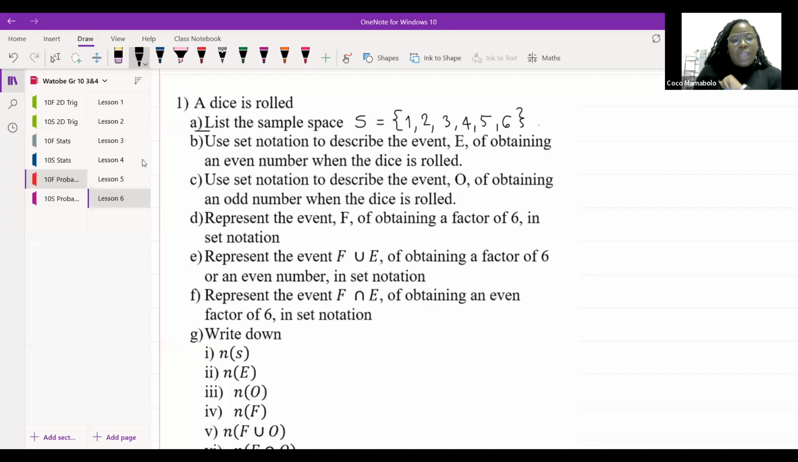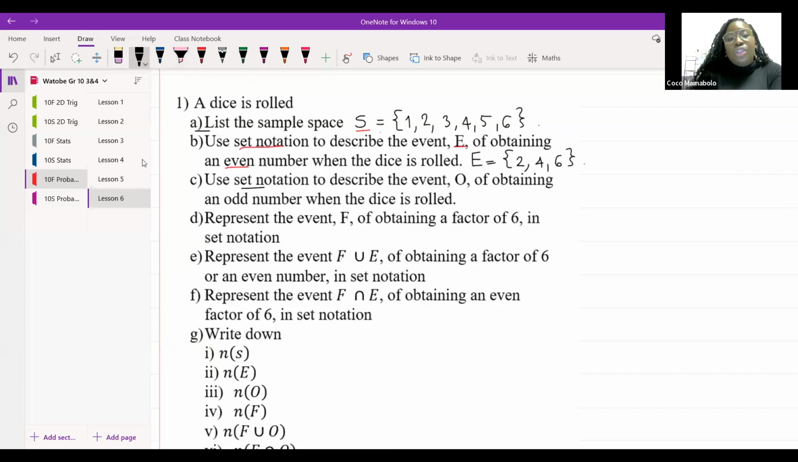Now, the next one. It says, use set notation, which I just used. This is set notation, what we've done here. Use set notation to describe the event E of obtaining an even number. So we're going to write E is equal to, now, from our sample space, which are the even numbers that we can get? 2, 4, and 6. Beautiful. Done.